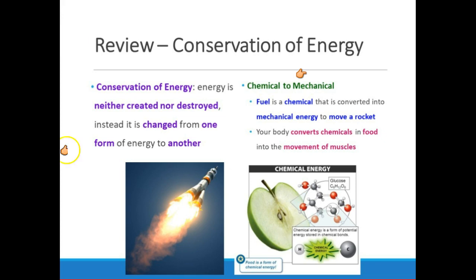Awesome. Now your body is actually doing the same thing right now. You also use chemical energy, in the form of food, because again, your food is made of chemicals. And so the chemicals in that food get burned and turned into energy that your muscles can use to move, which is mechanical.